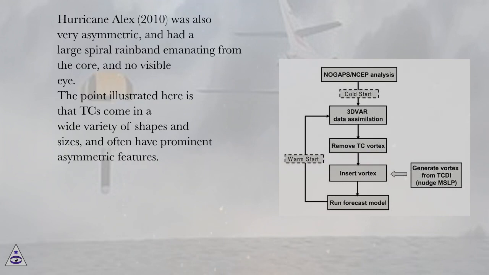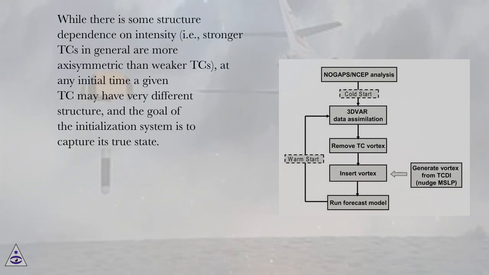eye. The point illustrated here is that TCs come in a wide variety of shapes and sizes, and often have prominent asymmetric features. While there is some structure dependence on intensity, i.e., stronger TCs in general are more axisymmetric than weaker TCs, at any initial time a given TC may have very different structure, and the goal of the initialization system is to capture its true state.